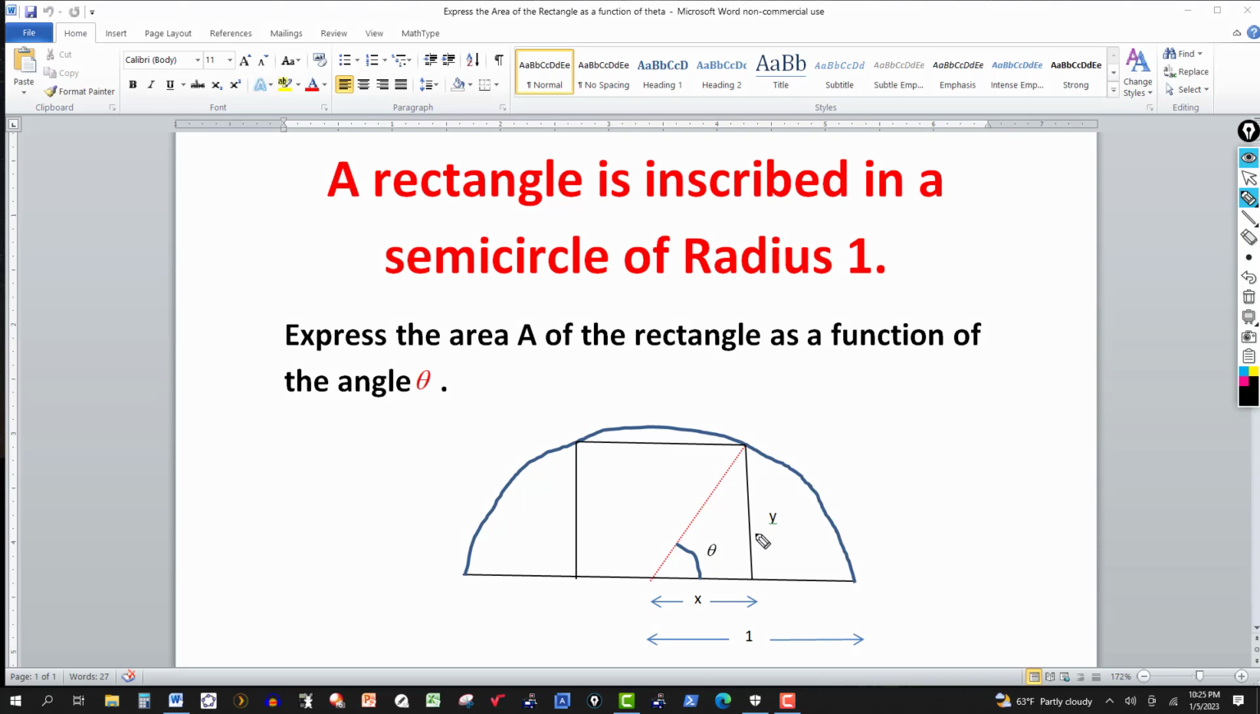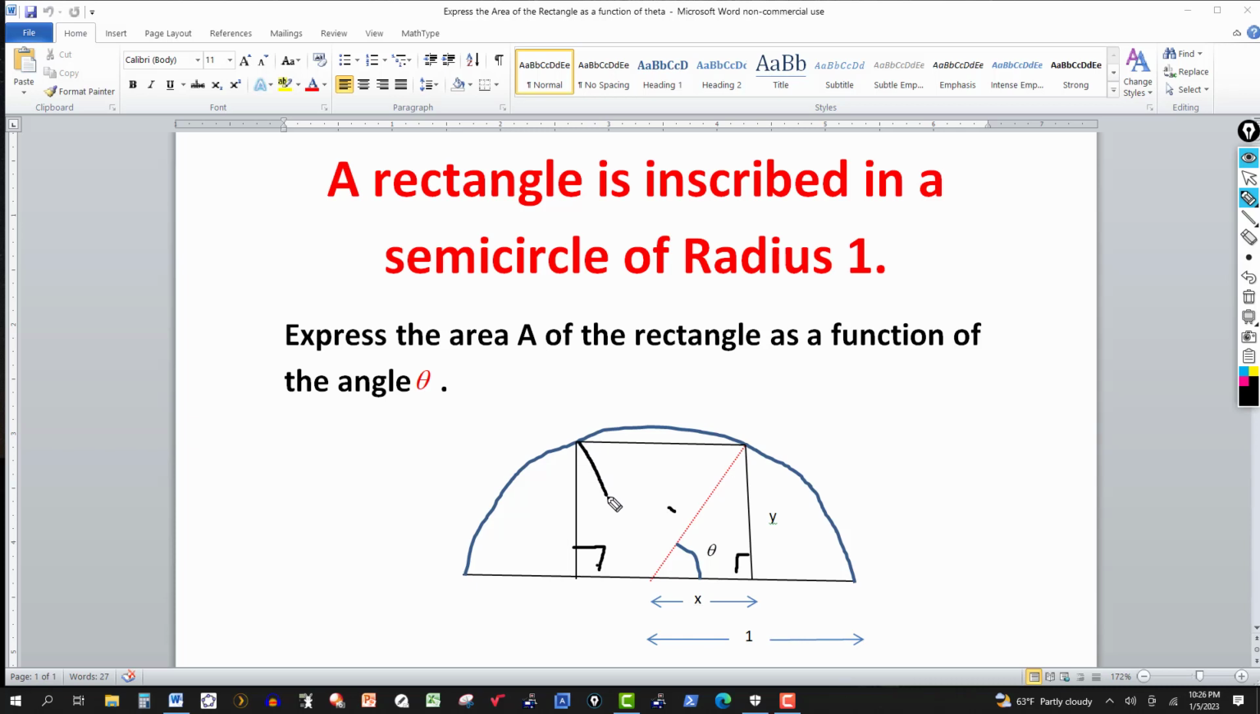Notice we have one side of the rectangle labeled as y, and keep in mind that this is a perpendicular here. All the angles of a rectangle are right angles. So these are right angles here, and we have one right triangle here. The hypotenuse of the right triangle here in red is 1, because the distance from this point to the circle is the radius. So from this point to this circle again, that's 1.